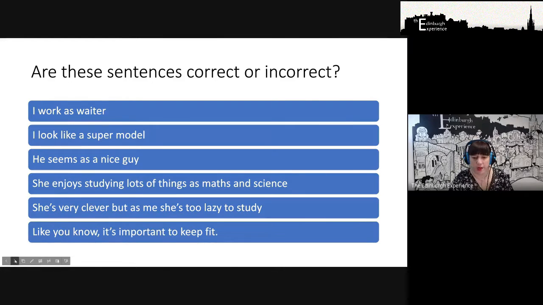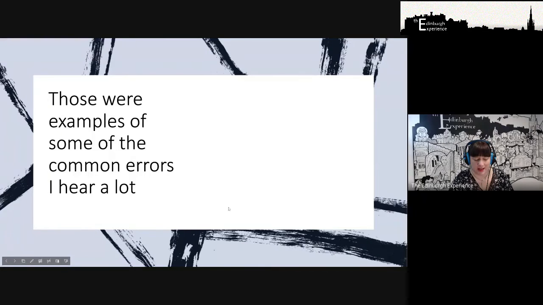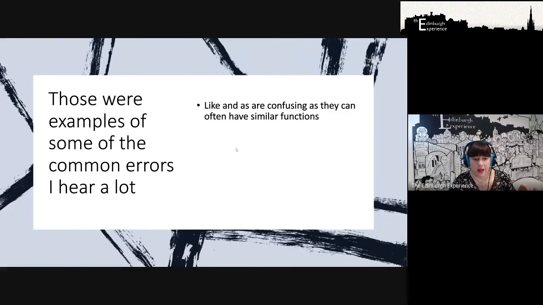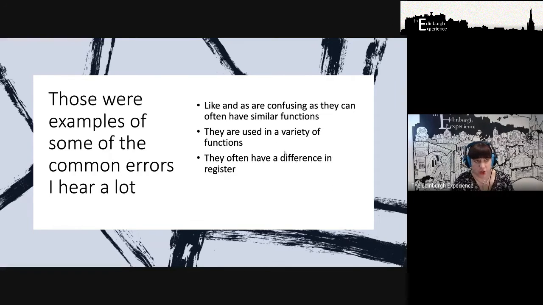All right, so we are going to talk today, guys, about as and like, and those examples I just gave you, those are some of the really common mistakes that I hear all the time from students. Like and as can be really confusing because they quite often have similar functions, but also they're used in a variety of lots of different functions as well, okay? And this is why logically it's hard for us to choose them correctly, but as well as the different functions, as and like quite often have a different register too, so they can be formal or informal, and quite often students don't choose the appropriate one for the register that you're working with.